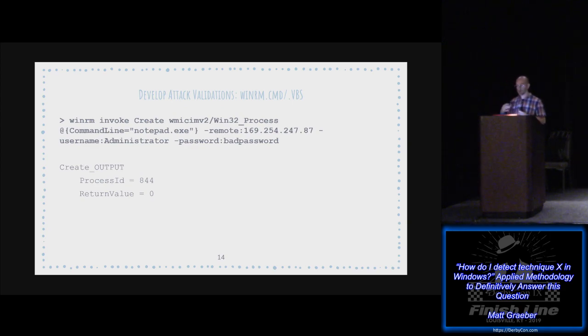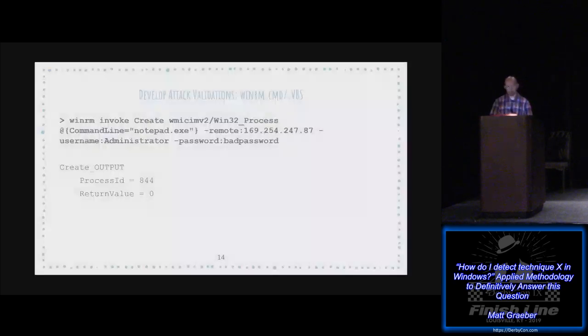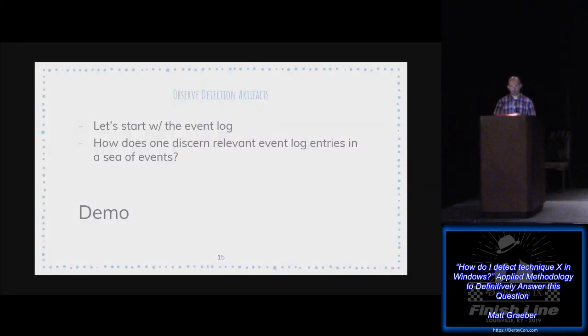And then the last thing that came to mind for me was calling winrm.cmd or winrm.vbs. So these are all built-in utilities. Of course, you can call the APIs directly. There are other tools that can interact with WMI and call Win32_Process Create. We're just scratching the surface here, given the potential constraints of time and money that we have. All right? So let's start observing some detection artifacts.